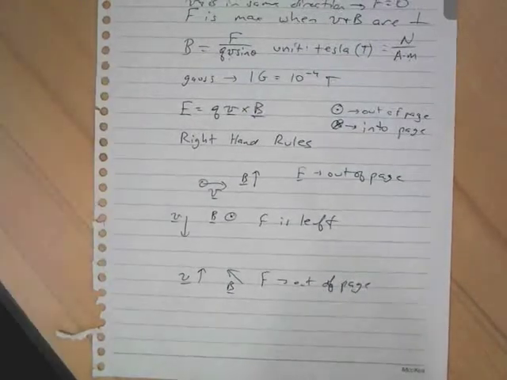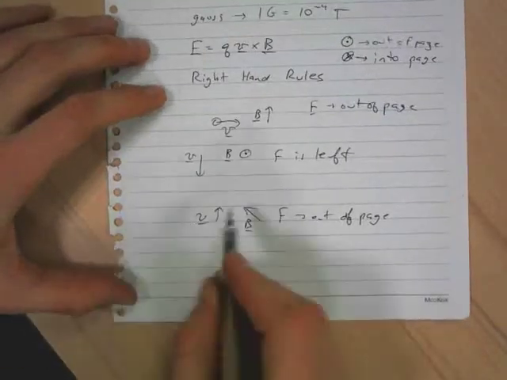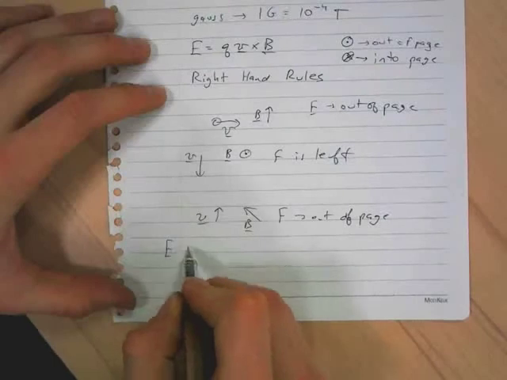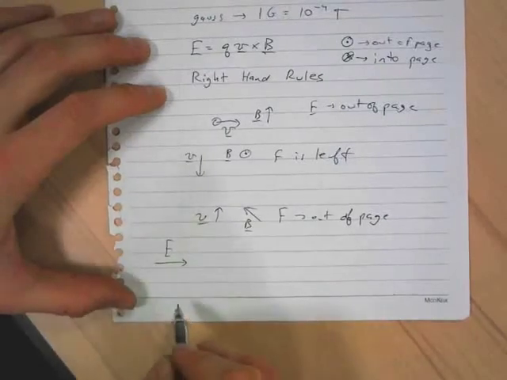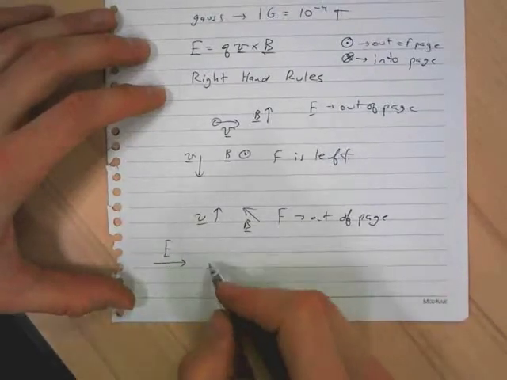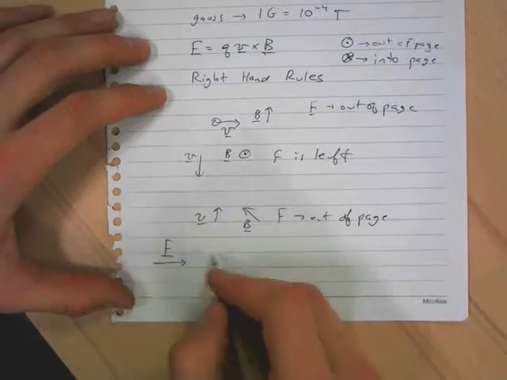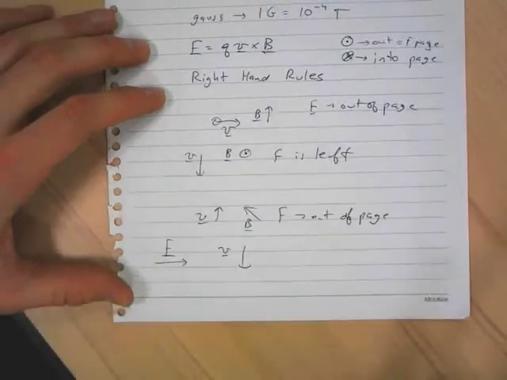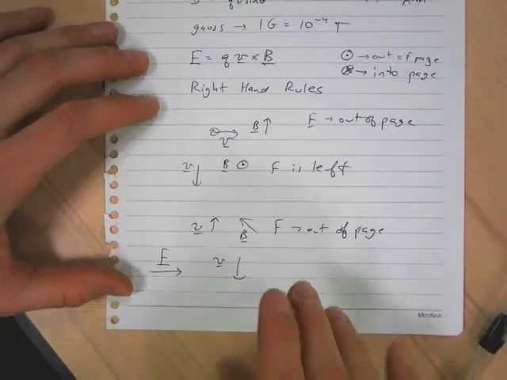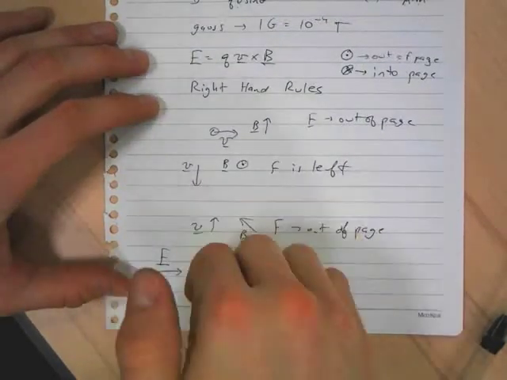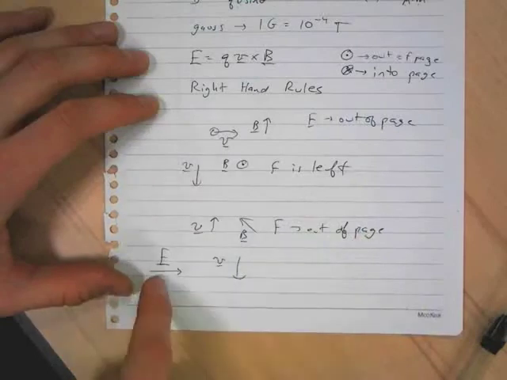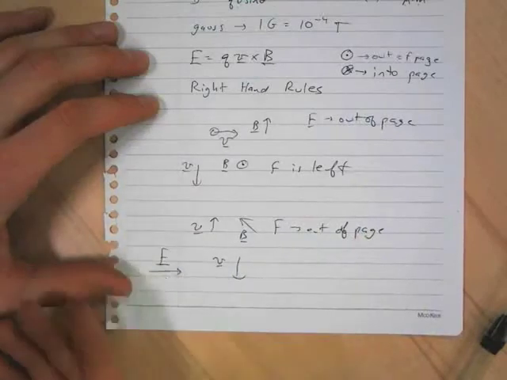I could also go the other direction. I could say we've got a force going to the right when we have a velocity going downward. Well, that means that my hand needs to go downward while my thumb points to the right.